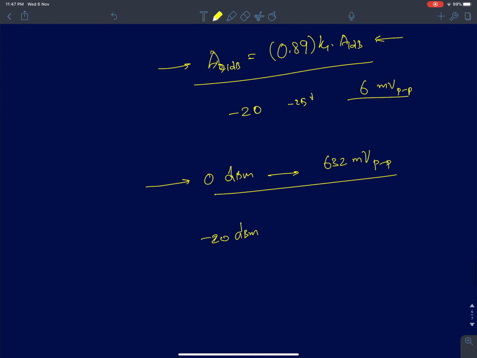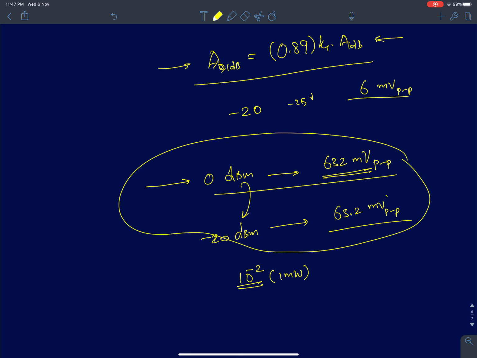which means power is reduced by 10 power minus 2. So it will be 10 power minus 2 of 1 milliwatt. If power reduces by 10 power minus 2, then the voltage will reduce by the root of that, so 10 power minus 1. So you will get 63.2 millivolt peak to peak. That's how you can find that. So these are the typical numbers that you will encounter in receivers.